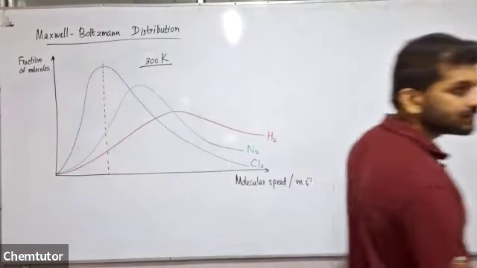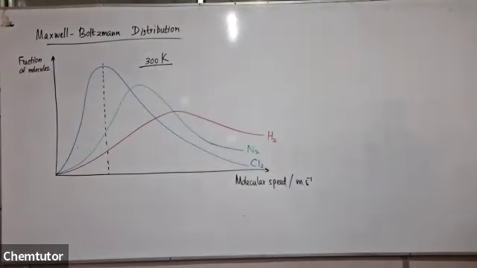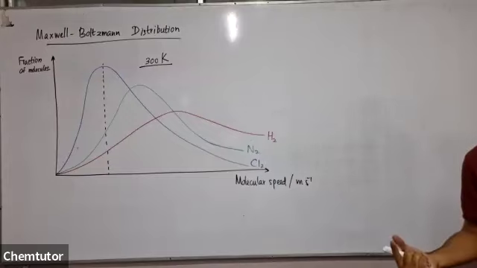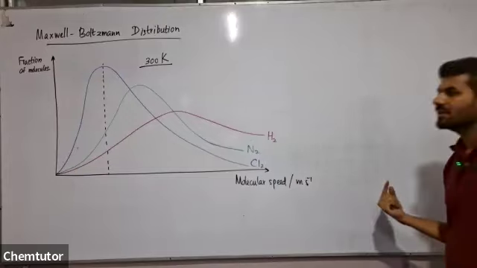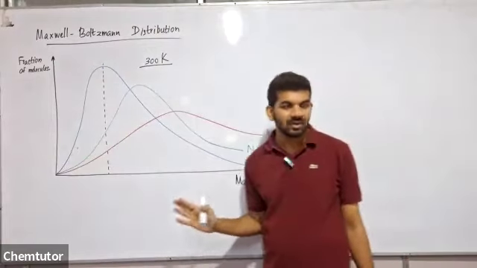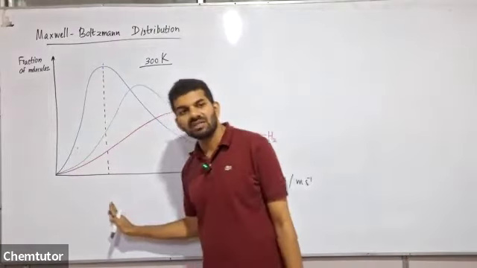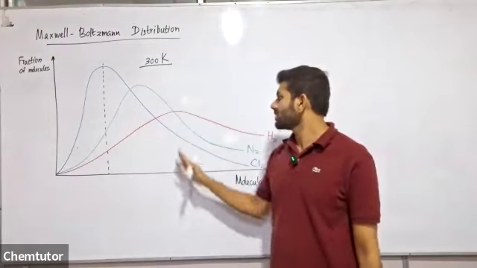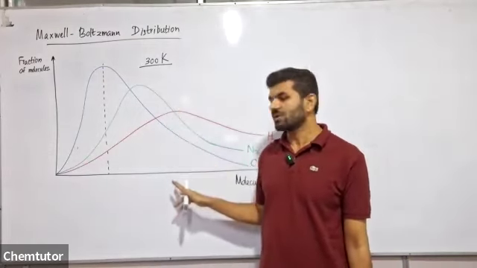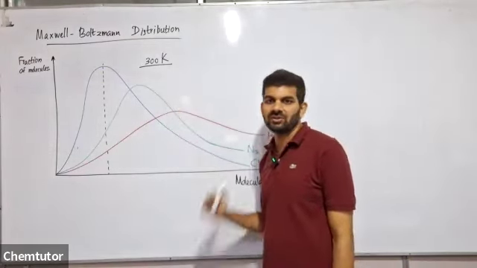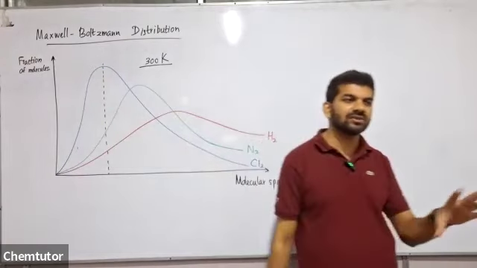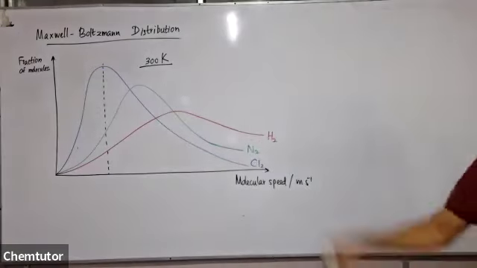Is it clear? If we consider the examples, N2 and H2, the molar mass of N2 is higher. So that means it has lower speeds, 550. If we consider hydrogen, it's having 1930. So it has higher molecular speeds. There's a higher fraction of molecules with higher molecular speeds. Right, you can draw this diagram.